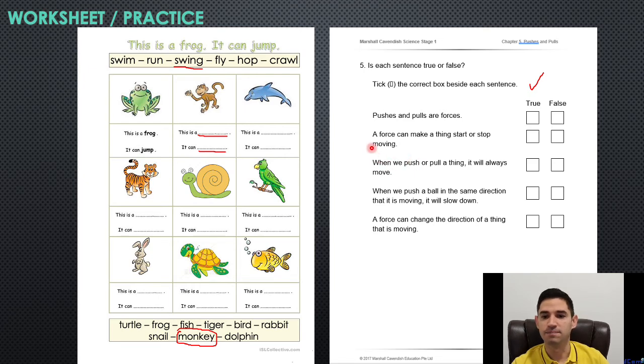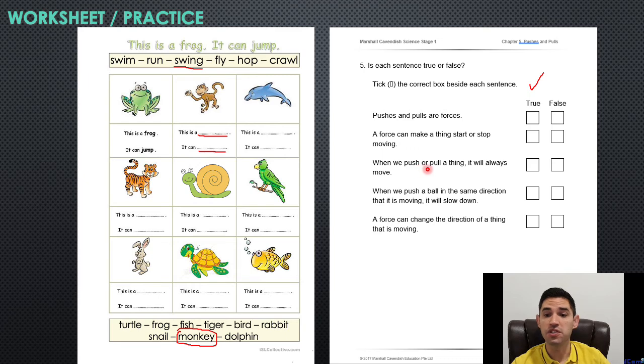The second one. A force can make a thing or an object start or stop moving. So a force, a push or a pull, can make a thing start or stop moving. True or false?